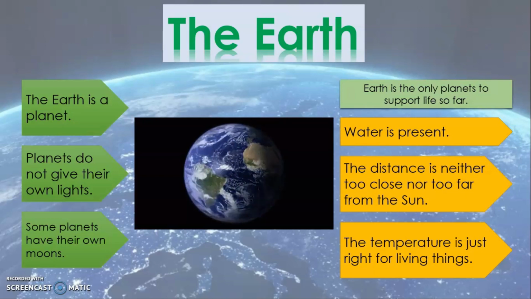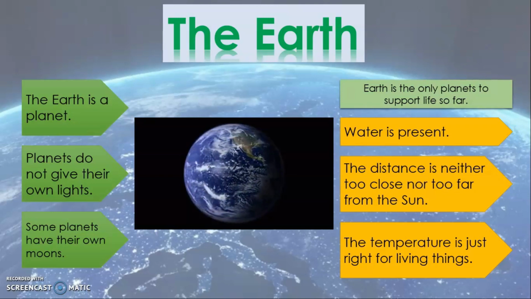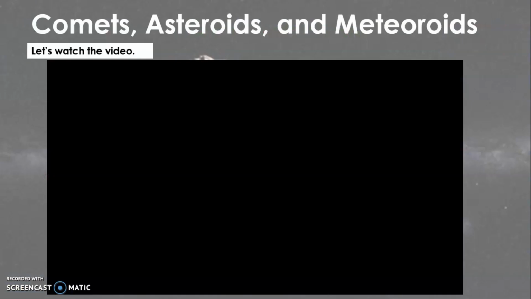Is it understood? Good. Now, there are also comets, asteroids, and meteoroids in the solar system. Do you want to know the difference? Yeah, let's watch the video.